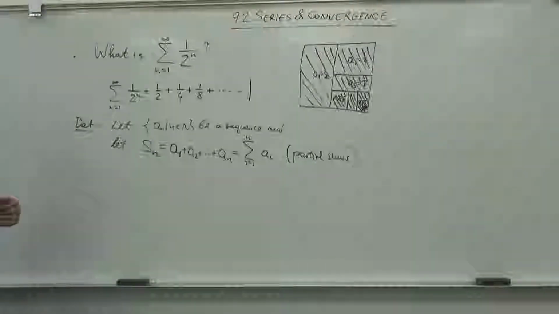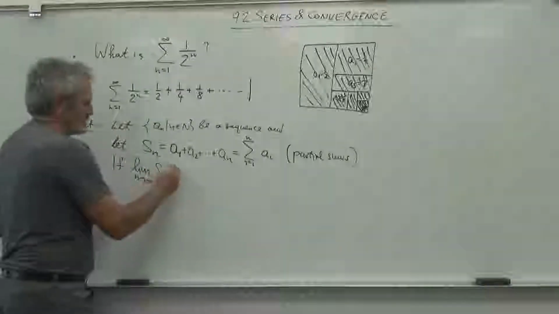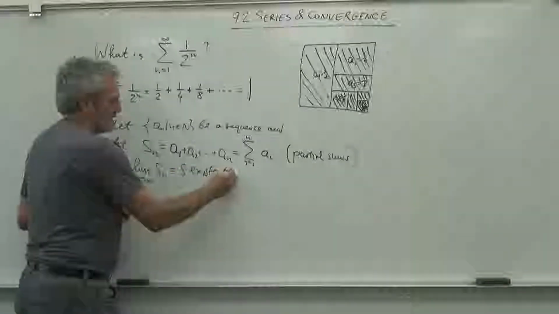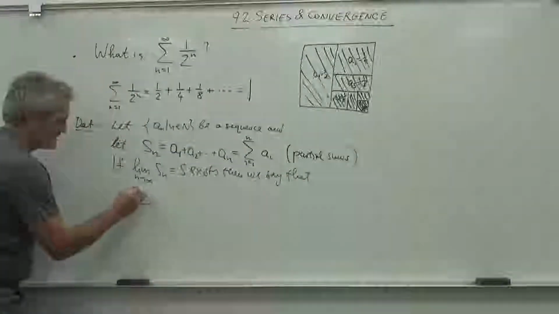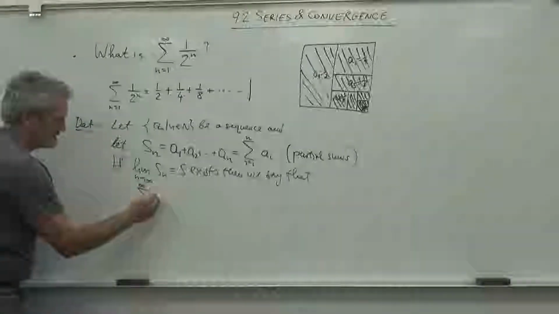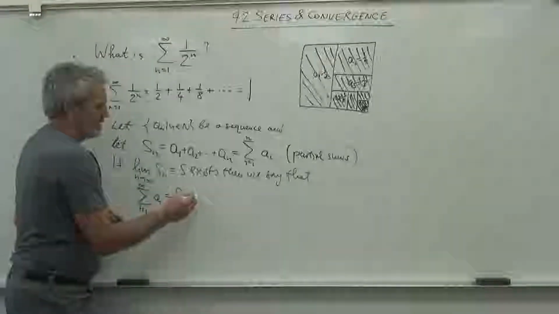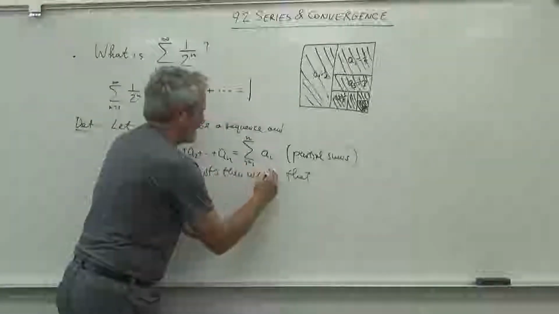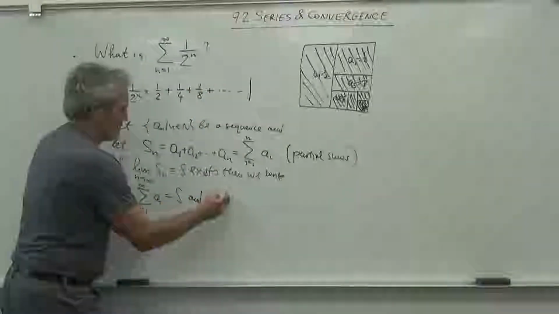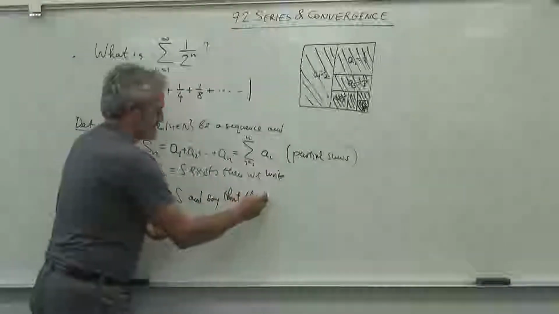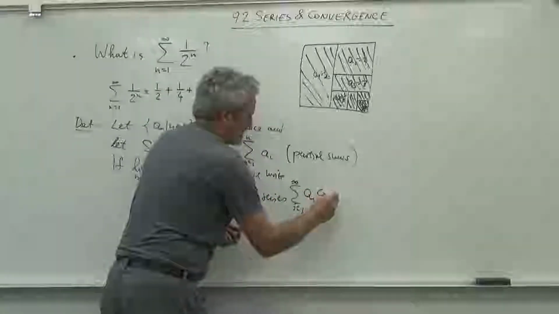We look for their trend. So if the limit of S_n as n goes to infinity exists and equals S, then we write that the sum of a_i, i goes 1 to infinity, equals S, and say that the series sum of a_i, i goes 1 to infinity, converges.